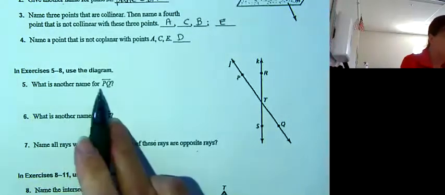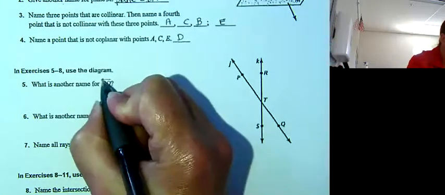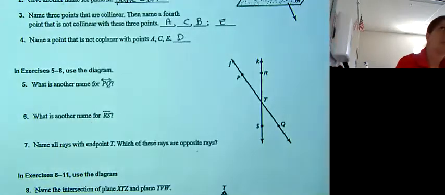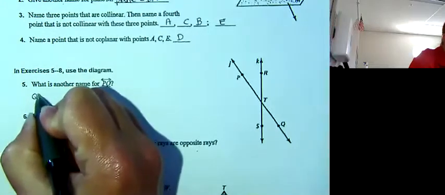5, what is another name for line PQ? So I'm going to name all the different ones. Sometimes they'll just ask you for one, so you just have to see what the question is. So the most obvious one is to reverse the order, so QP.